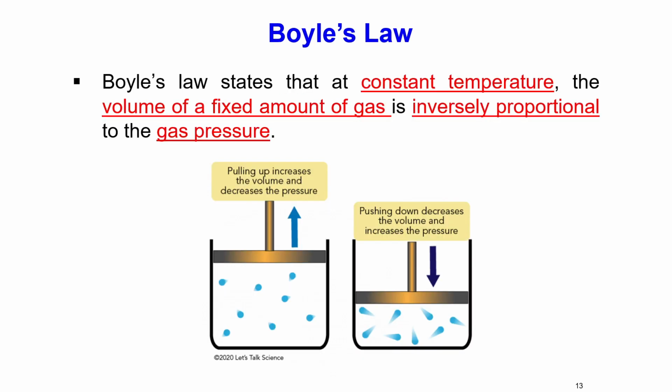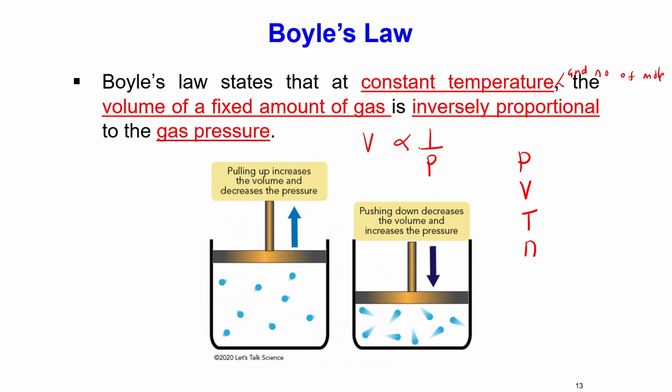So we go to the first law, Boyle's law. Remember we have 4 parameters: pressure, volume, temperature and mole. In Boyle's law, it states that at constant temperature and number of mole, the volume of a fixed amount of gas is inversely proportional to the gas pressure.